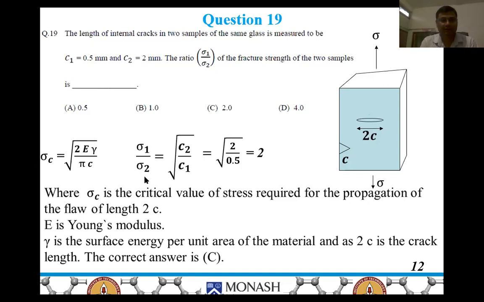So sigma 1 divided by sigma 2 will be equal to under root of C2 upon C1, that will be equal to 2 upon 0.5, which equals 2, where sigma C is the critical value of stress required for propagation of a flaw of length 2c, E is Young's modulus, gamma is the surface energy per unit area of the material, and 2c is the crack length. So the correct answer here is 2, that is option C.